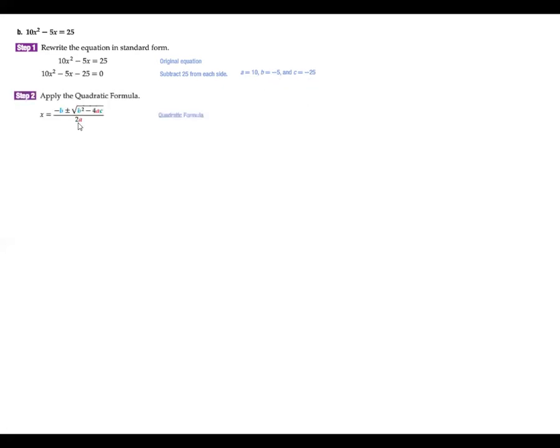So you have your quadratic formula. Plug in your a, b, and c. So it's going to be the opposite of negative 5 plus or minus the square root of negative 5 squared minus 4 times 10 times negative 25, all over 2 times 10.